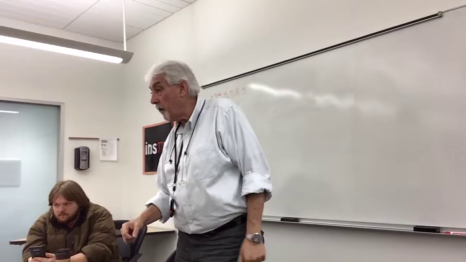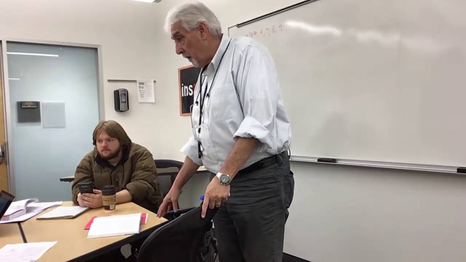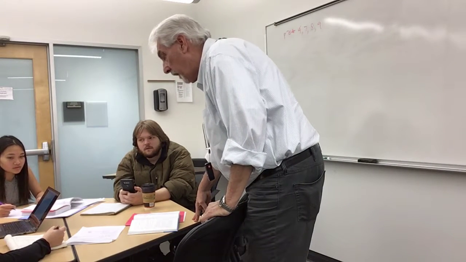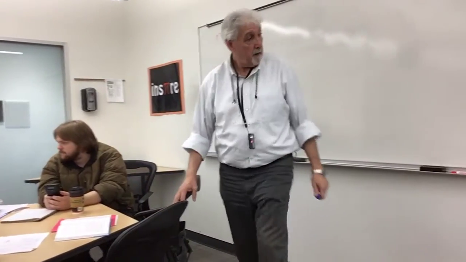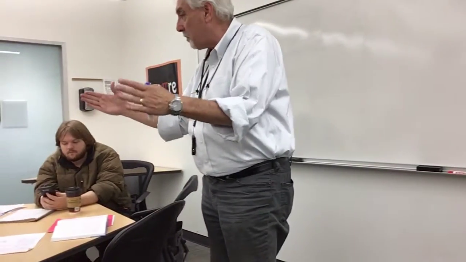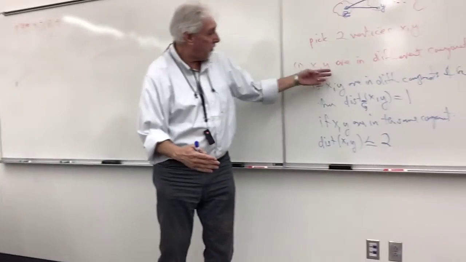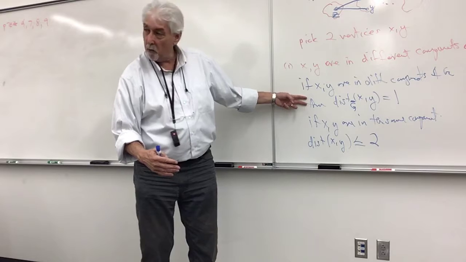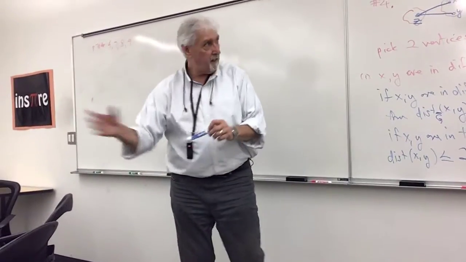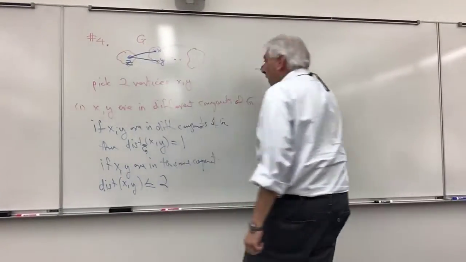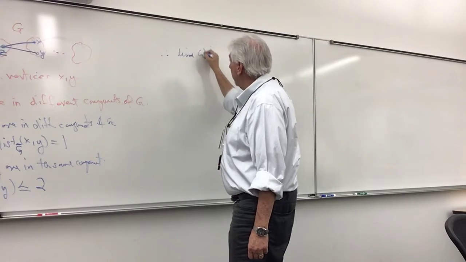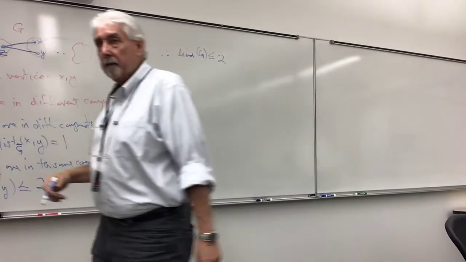All right. So the distance used in this question is the diameter. The diameter is the longest distance between 2 points. What we've shown is the distance between any 2 points: if they're in different components, the distance is 1. If they're in the same component, the distance is less than or equal to 2. And this is important: between every pair of points, the distance is less than or equal to 2. So the diameter of G is less than or equal to 2. Is that clear?